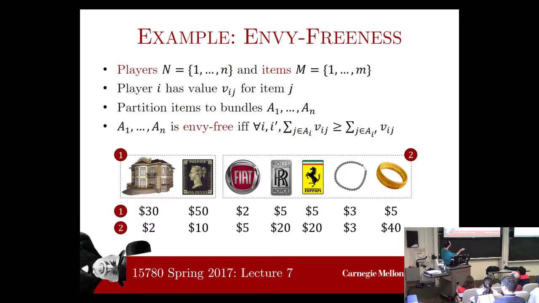Because player 2 has a total value of 88 for his bundle and 12 for the other bundle. So again, if i equals 2 and i prime equals 1, this would be 88 and this would be 12. Okay, so this is actually an example where I can satisfy envy-freeness. I'm satisfying it with a strict inequality. I won't be able to satisfy it with equality.